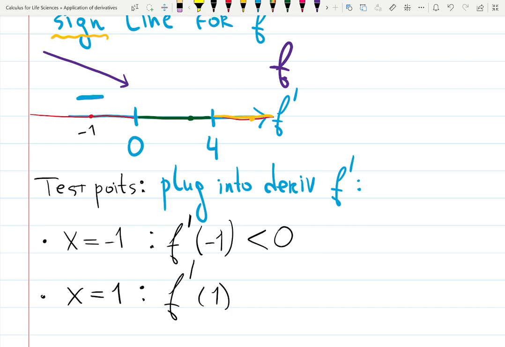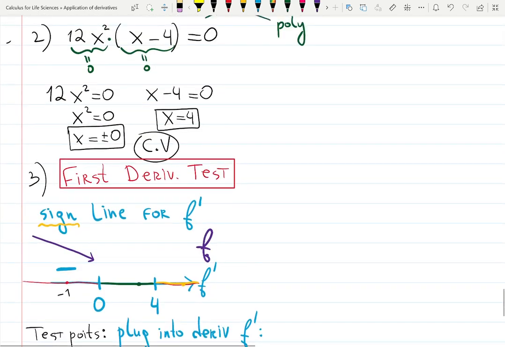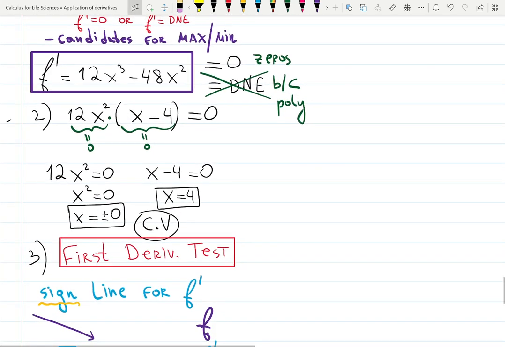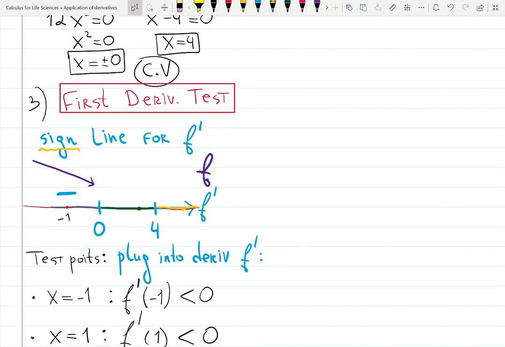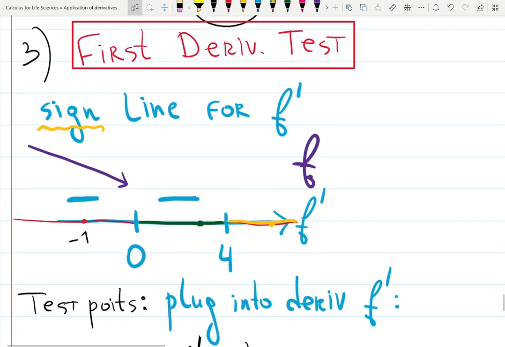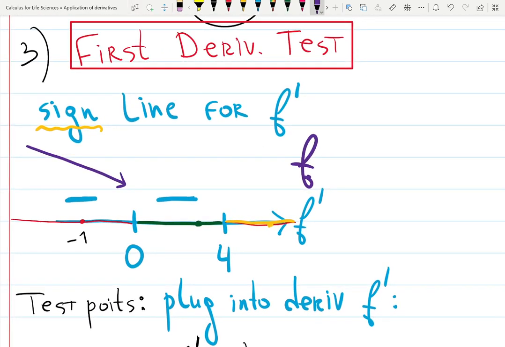Plus or minus? I'm going to the box. Where's my box? Here it is. I'm plugging in 1. 12 minus 48 definitely is negative. All agree? 12 minus 48, something negative. So I'm putting minus again. If the derivative is negative, the original function f is going down again.